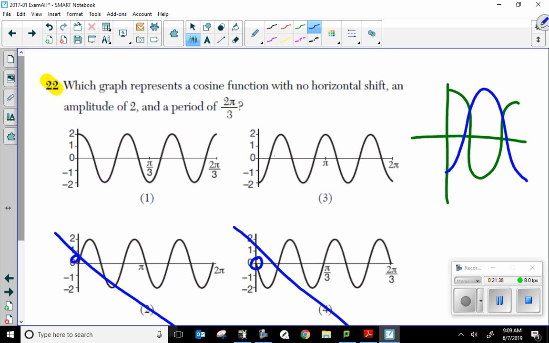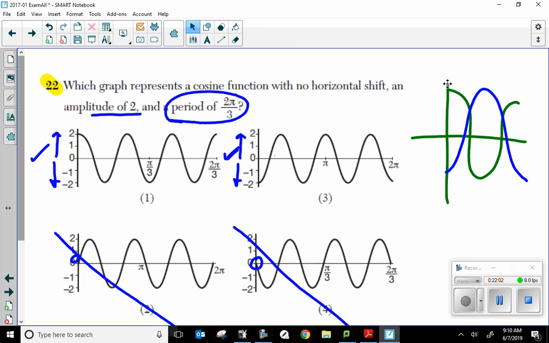Okay? So, let's take a look at this. Has an amplitude of 2. That means it goes up to 2 and down to 2. Okay, this one does. It goes up to 2 and down to -2. Okay, this one does. So the one thing that is going to help me determine whether it's 1 or 3 is the period.